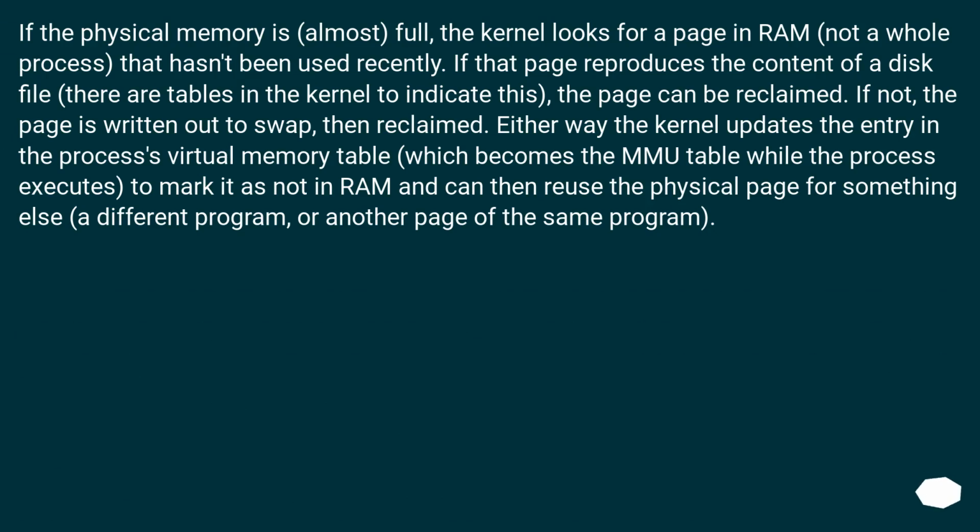If the physical memory is almost full, the kernel looks for a page in RAM, not a whole process, that hasn't been used recently. If that page reproduces the content of a disk file, there are tables in the kernel to indicate this, the page can be reclaimed. If not, the page is written out to swap, then reclaimed. Either way, the kernel updates the entry in the process's virtual memory table, which becomes the MMU table while the process executes, to mark it as not in RAM and can then reuse the physical page for something else, a different program, or another page of the same program.